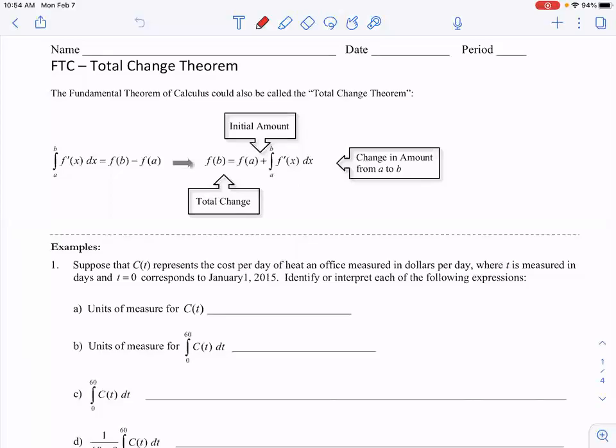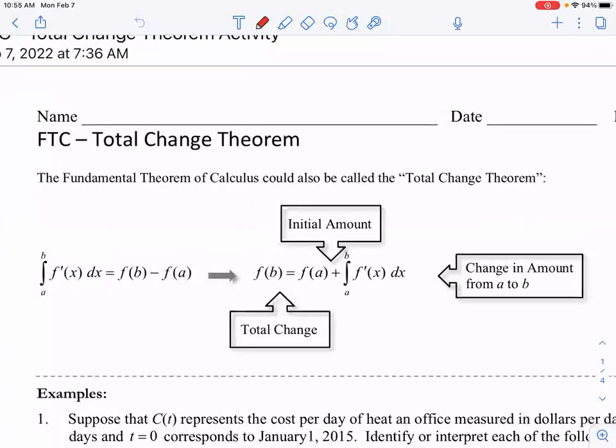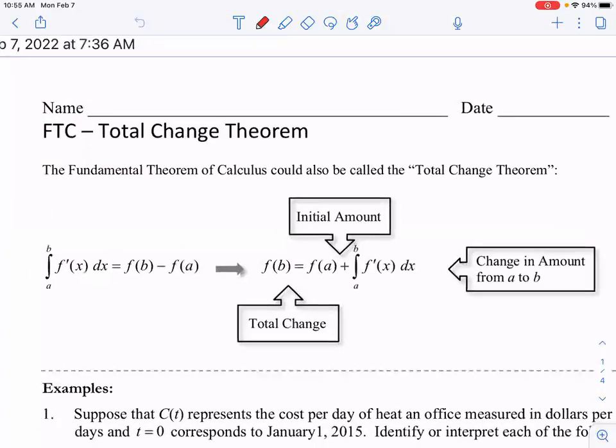Okay, so what I've handed out to you is going to be both your notes and your homework, all in one. The first page, front and back, we're going to go over together in class, and then the second page, front and back, is what you'll have due for me tomorrow.